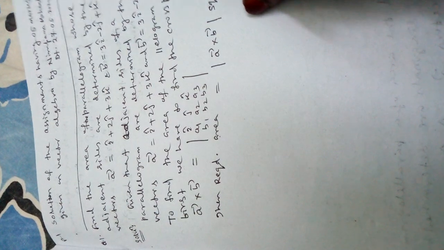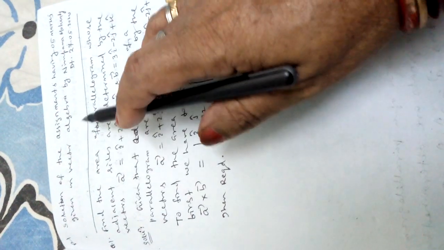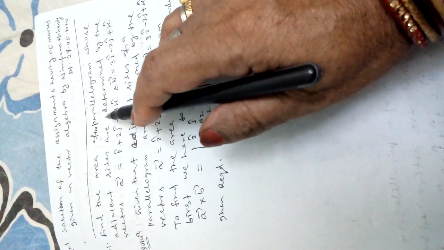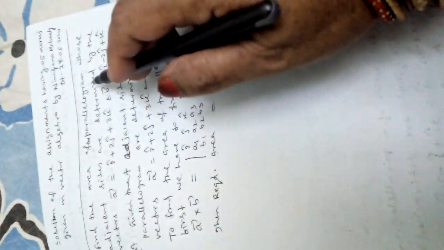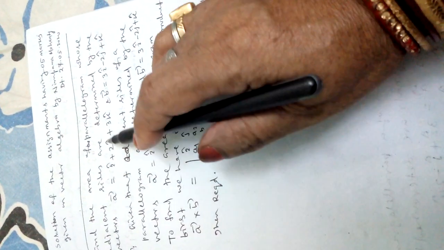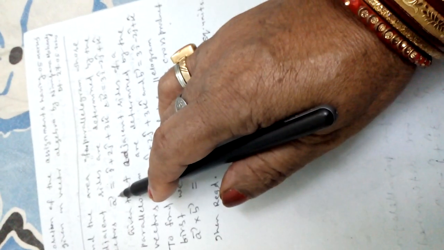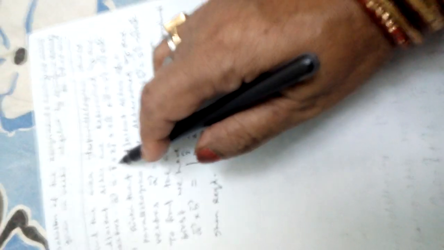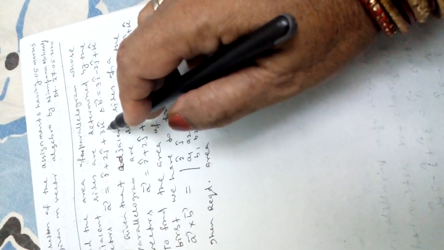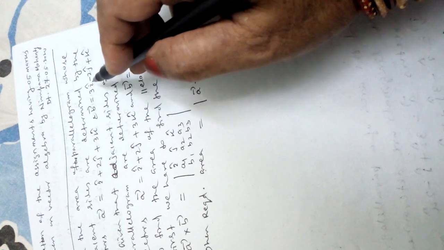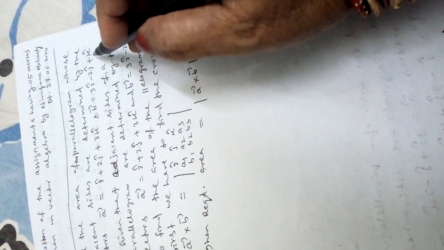Dear students, come and watch the solution of the assignments having 0.5 marks given on vector algebra. First question is, find the area of a parallelogram whose adjacent sides are determined by the vectors A equal to i cap plus 2j cap plus 3k cap, and vector B equal to 3i cap minus 2j cap plus k cap.